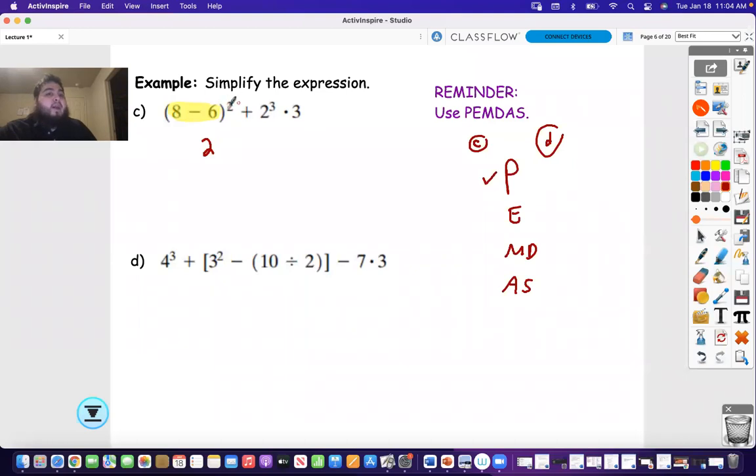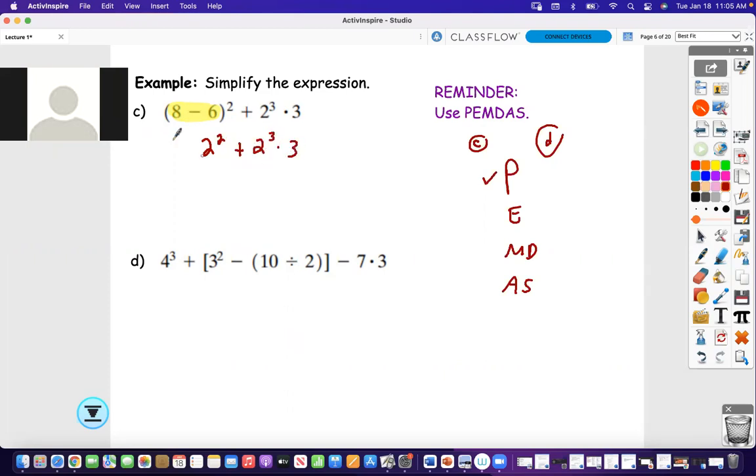And now that 2 should have a what next to it, guys? 2 squared. And then bring down everything else. Everyone with me from the first step to the second step? Everyone agrees that 8 minus 6 is 2, right? All right, what's step 2 now in PEMDAS? Exponents. Can someone tell me what 2 squared is? 2 squared is 2 times 2, which is what? 4. And then we have plus 2 cubed.